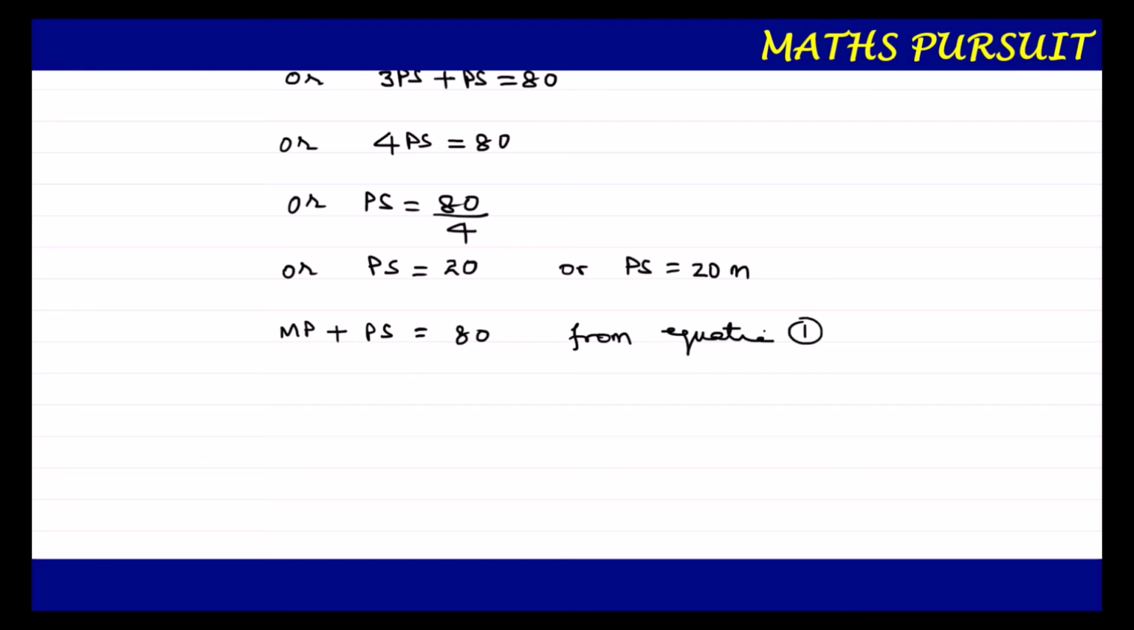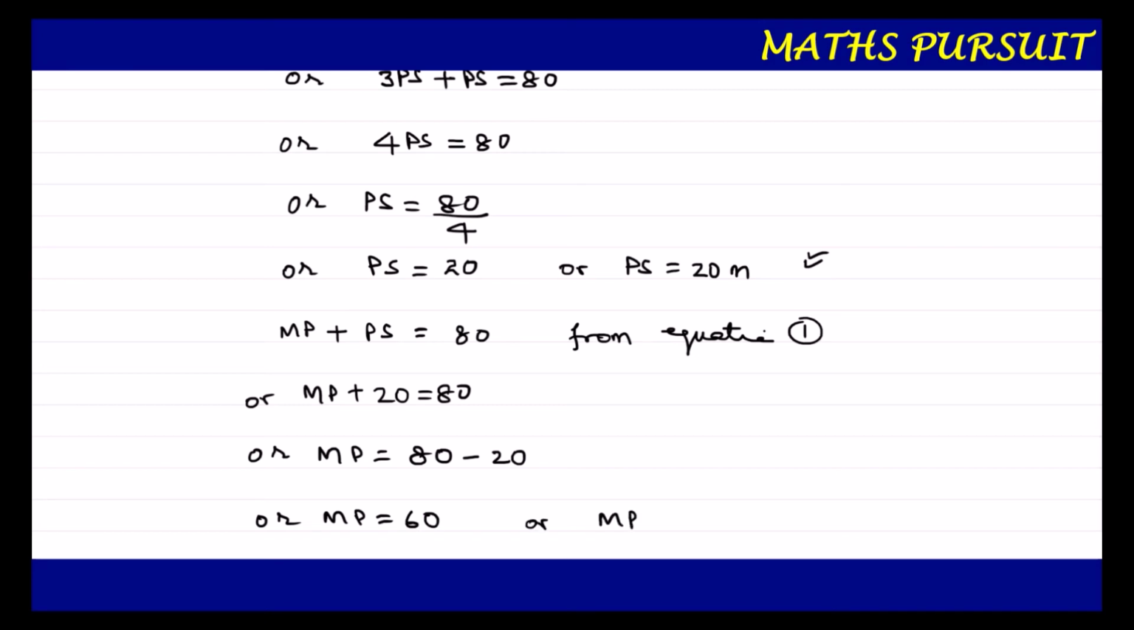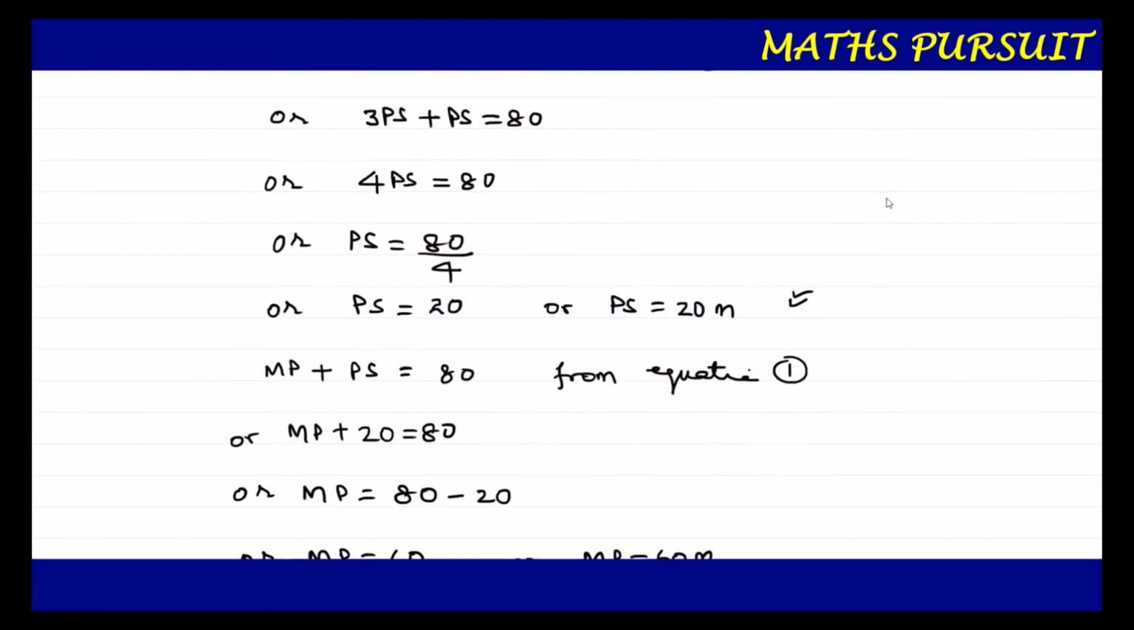Now instead of PS, I'm going to replace the value with 20. So I can write MP plus 20 is equal to 80, or MP is equal to 80 minus 20, or MP is equal to 60. That is, we can say that MP is equal to 60 meter. So guys, what we got? We got PS is equal to 20 meter and MP is equal to 60 meter.